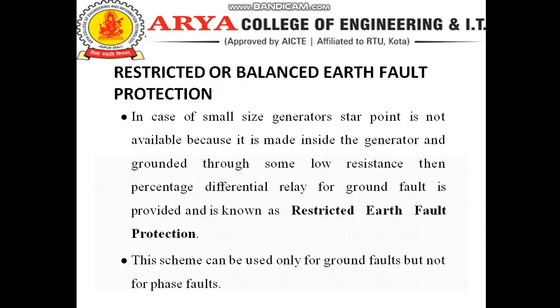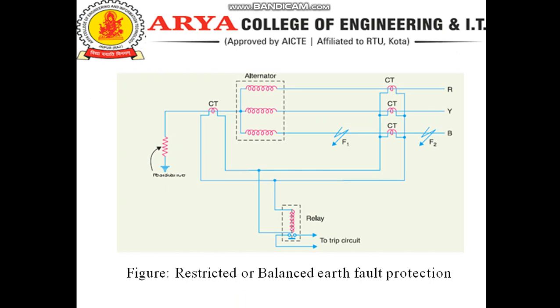Now we discuss the restricted or balanced earth fault protection. In the case of small size generators, a star point is not available because it is made inside the generator and grounded through some low resistance. Then a percentage differential relay for ground faults is provided, known as restricted earth fault protection. This scheme can be used only for ground faults but not for phase faults. This is the basic circuit diagram of restricted or balanced earth fault protection.